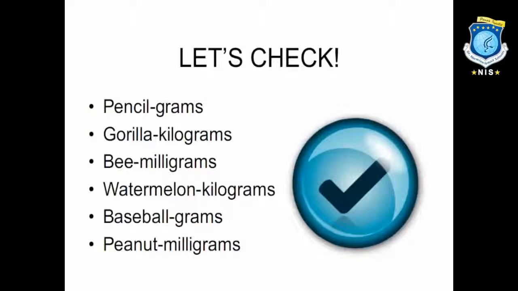If you've chosen milligrams for the bee, then you're absolutely right, because a bee has very small mass, very little mass. A watermelon, again, very heavy, has a lot of mass, so we use kilograms. A baseball, in between, so we use grams. And then a peanut, or a nut, you can measure that using milligrams, because a peanut is very light.